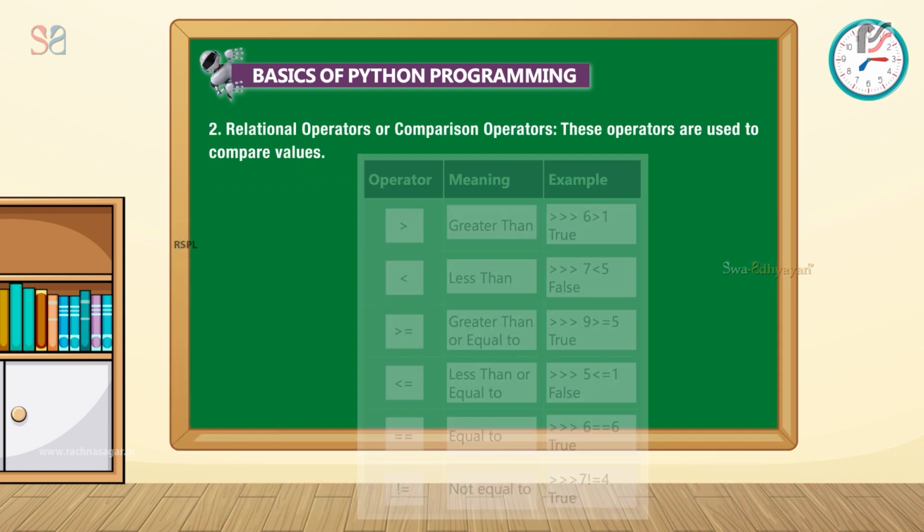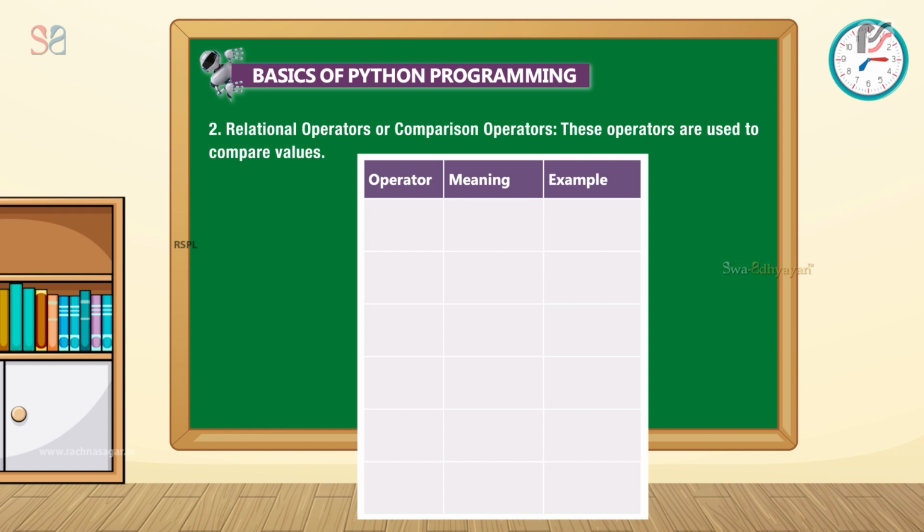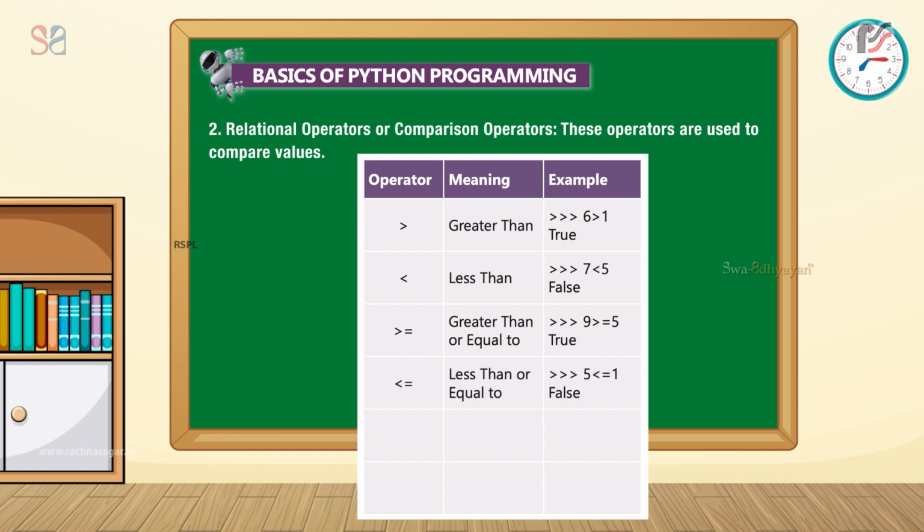Secondly, relational operators or comparison operators. These operators are used to compare values. This means greater than. This means less than. This is greater than or equal to. Then this is less than or equal to. This is equal to. And this is not equal to. On the right is how they are used.